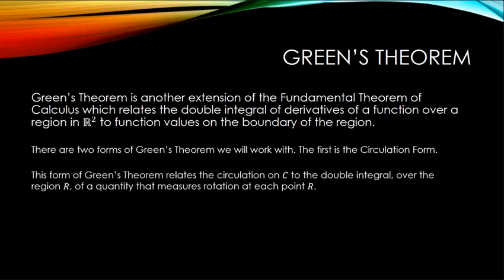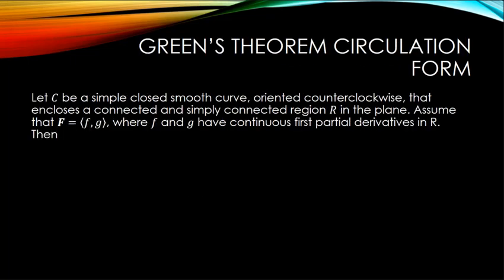And in this form of Green's theorem, we relate the circulation on the boundary of C to this double integral over the region R of a quantity that measures rotation at each point in R. So if C is a simple closed smooth curve oriented counterclockwise that encloses a connected and simply connected region in the plane, we can assume that my vector field F is given by a vector with components f and g, where f and g have continuous first partial derivatives in the region R.